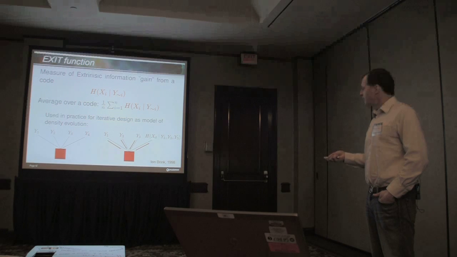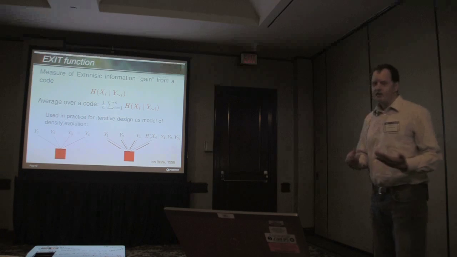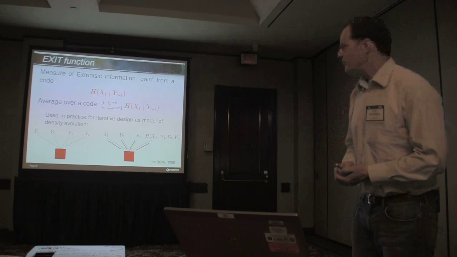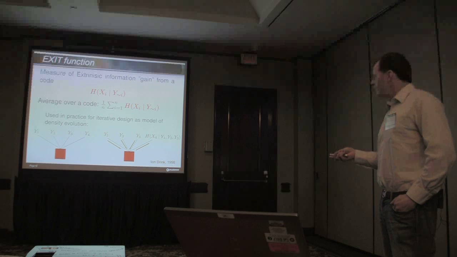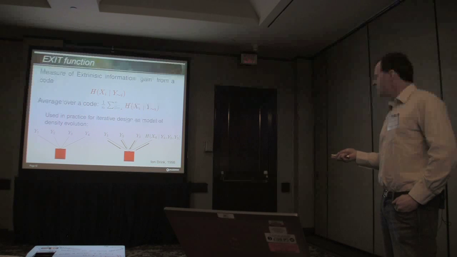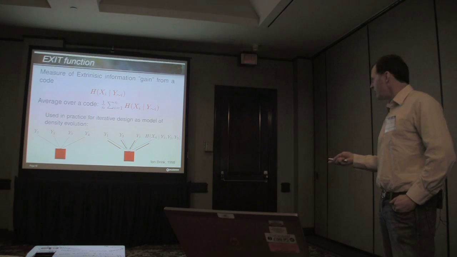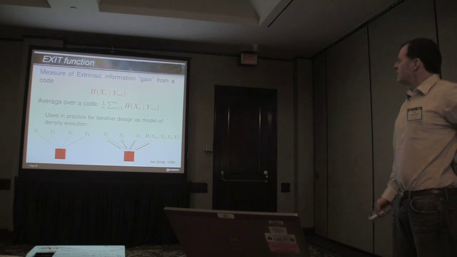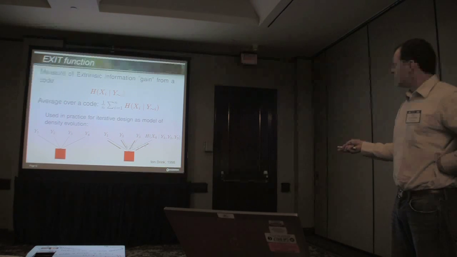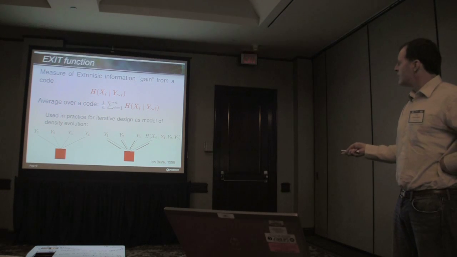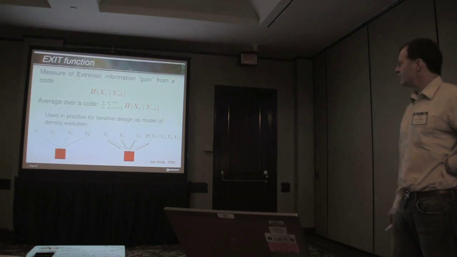So the exit function was introduced by Ten Brink in 1998. This is a tool for looking at iterative systems, a design tool. And essentially, one way to think of it is just a model of density evolution. So you think of a code, for example, a single parity check code, and you have some observations for the bits in those codes, and the exit function essentially is measuring density evolution, which is saying how much information are you getting about one variable from the others. And this is expressed using entropy. So you look at the conditional entropy of one of the bits given the other observations, and that information is coming from the structure in the code.